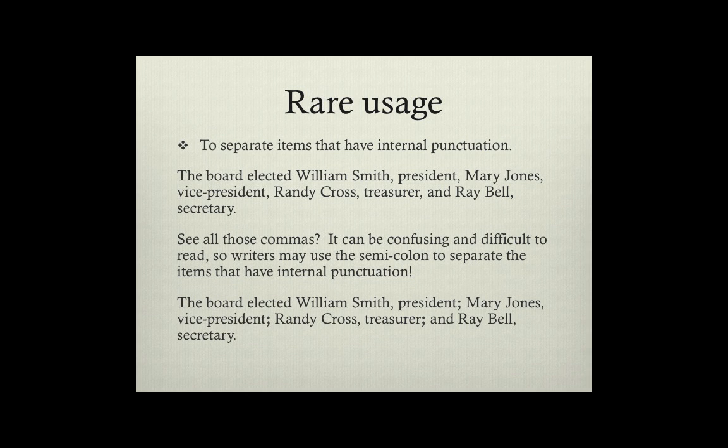So the items that we're listing out have commas in them. And so basically what we're listing out here are board members and the offices to which they've been elected, right? So the semicolon helps us see clearly where one item ends and the next one begins. See what I mean? It's a very, very rare use of the semicolon. So again, basically all you have to worry about most of the times when you're using a semicolon is, do I have a sentence on both sides of the semicolon?